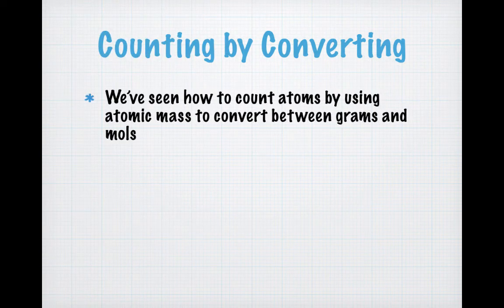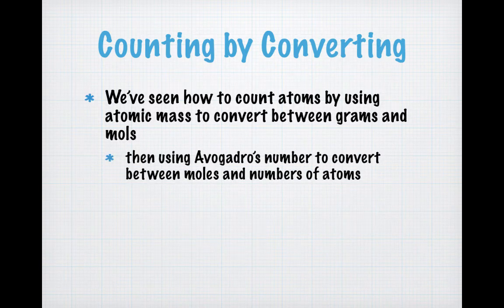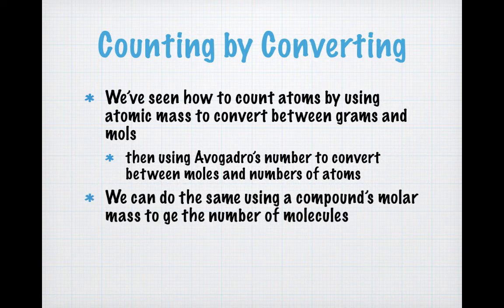What can we do with that? Well, we can start to use that molar mass to convert between grams and moles. We've seen how to do that for individual atoms back in an earlier chapter, and now we can do it for molecules and formula masses for ionic compounds as well. So we convert between grams and moles by using the atomic mass, and then we use Avogadro's number to convert between moles and number of atoms. And once again, we can do the exact same thing using a compound's molar mass in order to get the number of molecules.